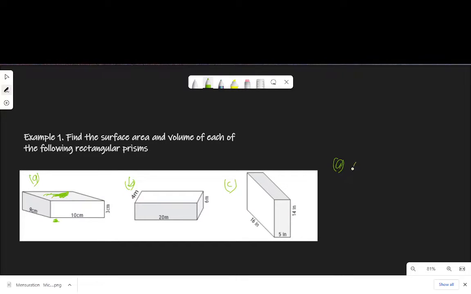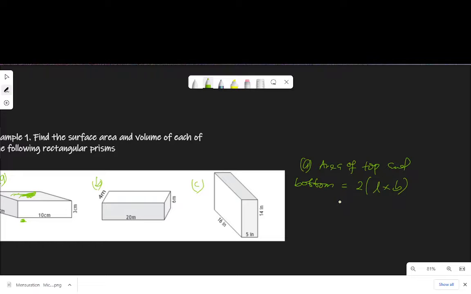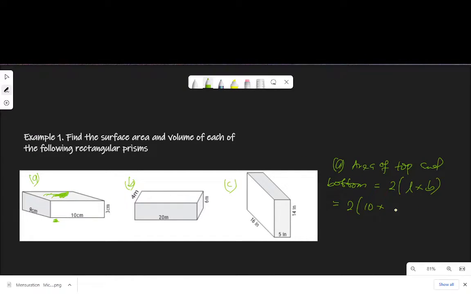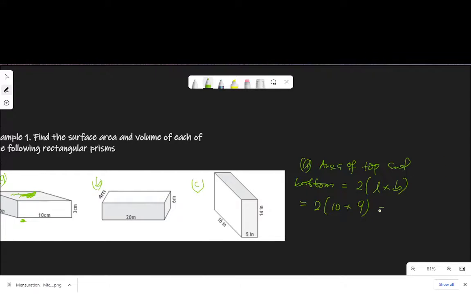So I will have area of top and bottom is equal to 2 times length times breadth, or length times width. There are 2 of them. So I have 2 times the length, which is 10 centimeters right there, and the width is 9 centimeters. 10 times 9 is 90, and 2 times 90 is 180. So I have 180 centimeters square for the area of top and bottom.